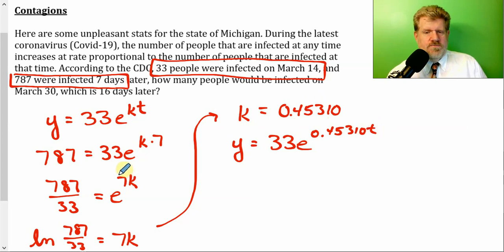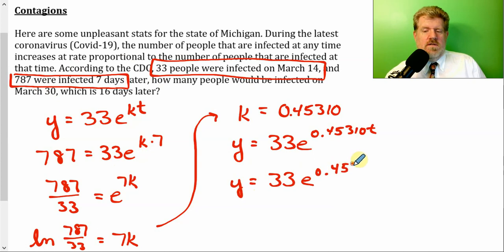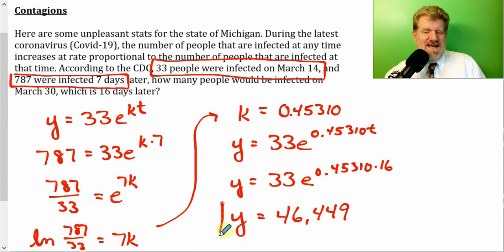All right. So if this constant of proportionality stays, how many people should be infected on March 30th, which is 16 days after our initial value? So we're going to use 16 as our time, since it's 16 days later. So when I calculate that, here's what I get. I get approximately 46,449. It's a lot of people that are infected.